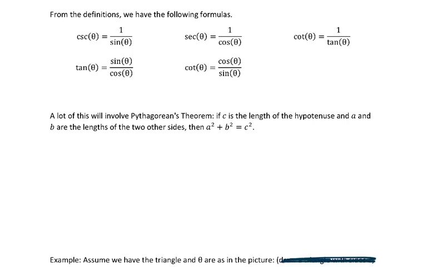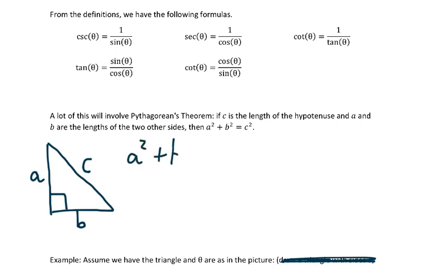So a lot of the stuff that we're going to do is going to depend on this famous theorem, Pythagorean's theorem. That theorem tells us the following. Suppose you have a right triangle, and C is the length of the hypotenuse. The lengths of the other two sides are A and B. What this theorem says is A squared plus B squared is equal to C squared.